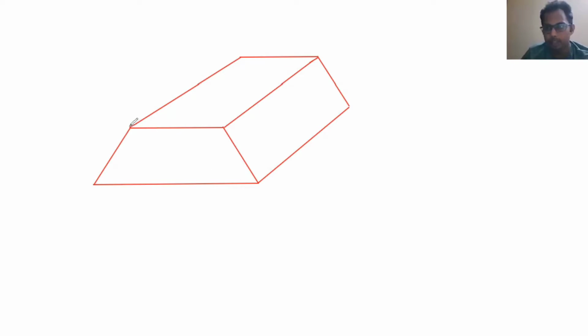I am just drawing it as a straight line, but in reality it will be somewhat undulated. So you need to take all the levels, all the heights, all the ordinates here. By taking all the ordinates, you can use the trapezoidal rule or Simpson's rule for getting the quantity.